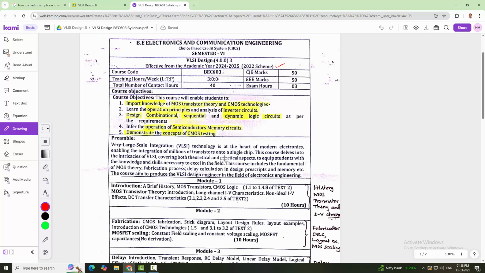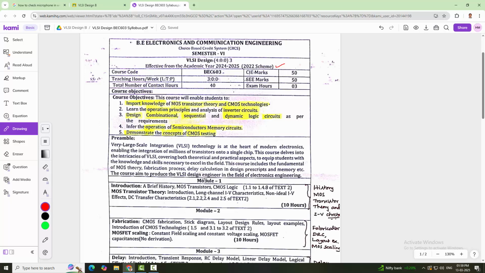This course dwells into the intricacies of VLSI, covering both theoretical and practical aspects, which equips you with the knowledge and skills necessary to excel in the domain of VLSI design. This course includes fundamentals of MOS theory, fabrication process, delay calculations, especially within the MOSFET, in the design, circuits and memory, etc. The course aims to produce VLSI design engineers in the field of electronics engineering.